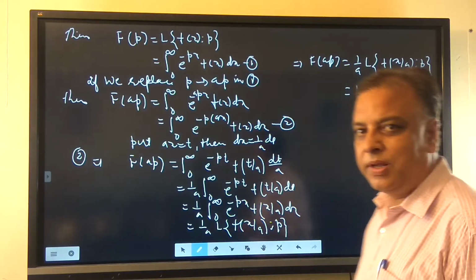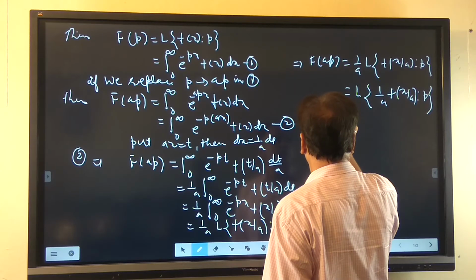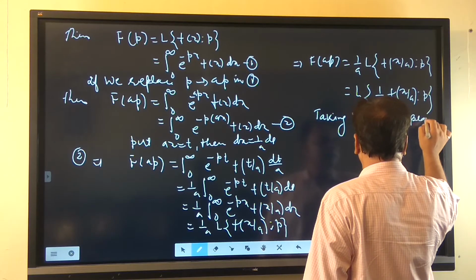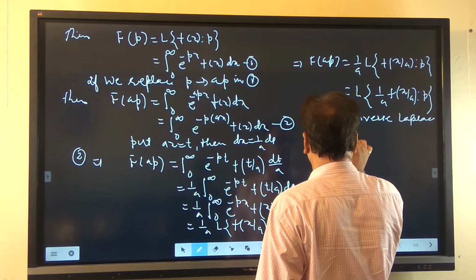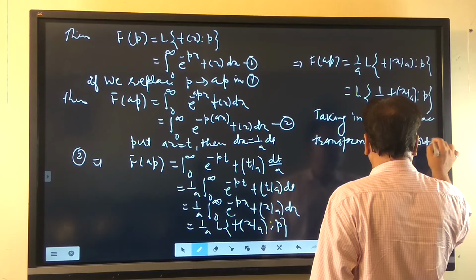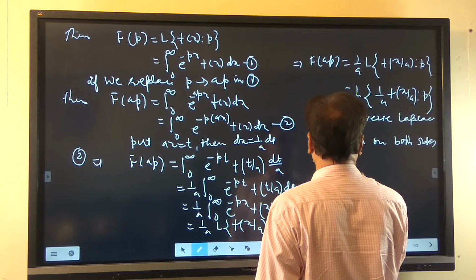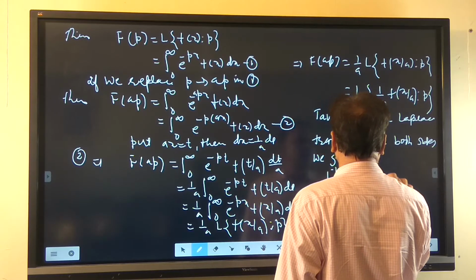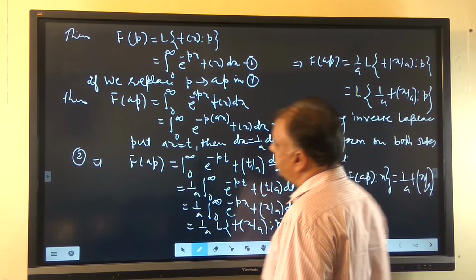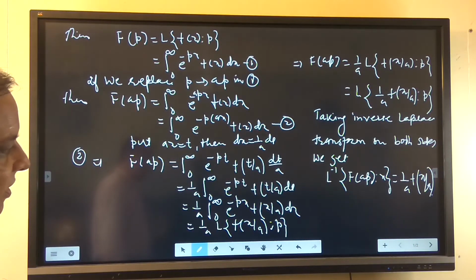If we take the inverse Laplace transformation on both sides, we get the inverse Laplace transformation of F(ap) with respect to x is equal to 1/a f(x/a), which is the required change of scale property for the inverse Laplace transformation.